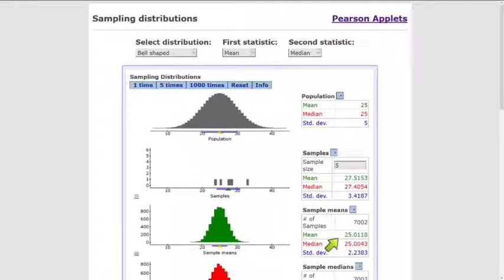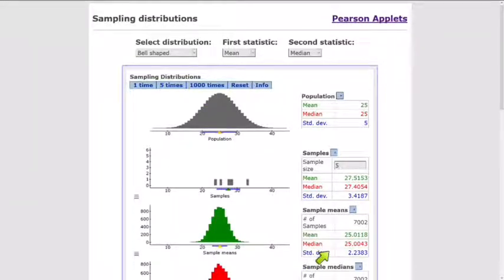So with 7,000 samples, I can see that the mean of my collection of X bars is 25.012, and the standard deviation of my collection of X bars is 2.238, and I was expecting 2.236. So this is very, very, very close. So what do I really want you to take away from this? I want you to understand that if the population is normally distributed, then no matter what the sample size is, the mean of all the sample means should match the population mean.